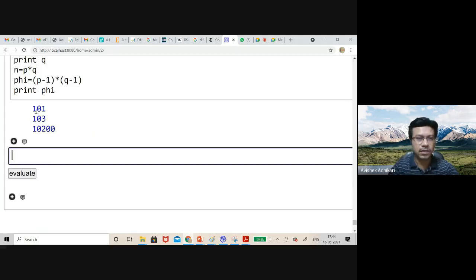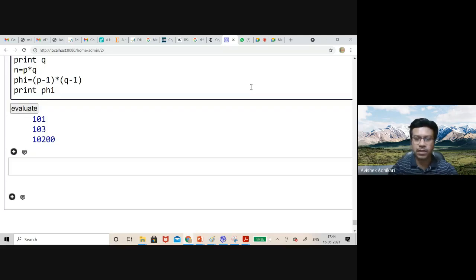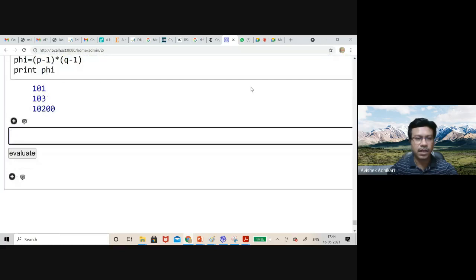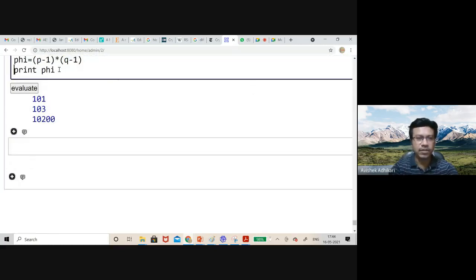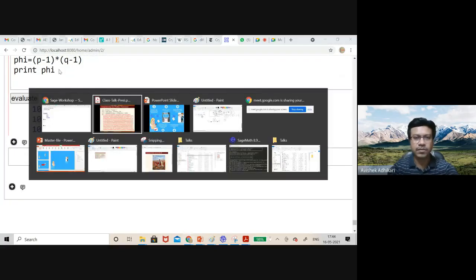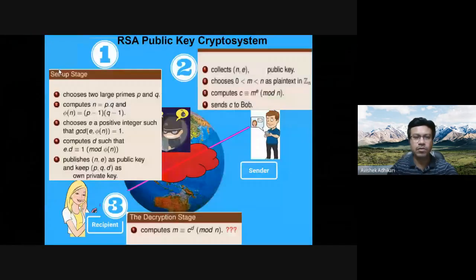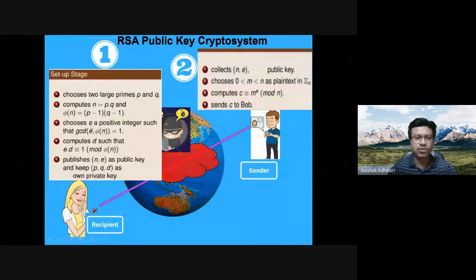So you can see that 101 and 102 are the P and Q, and this is the value of phi of P times Q. That means P minus 1 times Q minus 1. Okay, now what do they require? They require an E which is relatively prime to phi n. So if you remember, choose a positive integer E such that GCD of E and phi n equals 1.